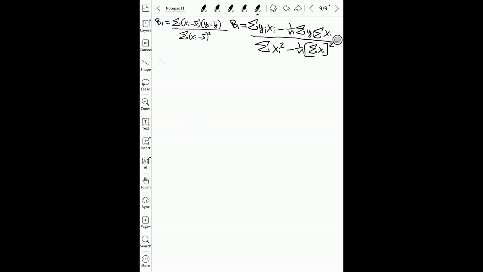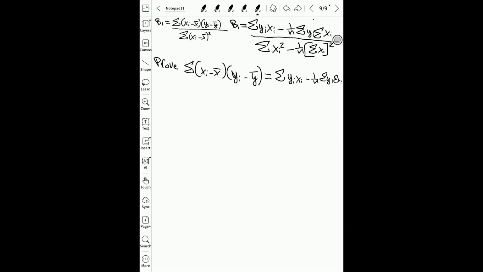So what I really want to start with is proving two things, I guess. I want to prove that the sum of xi minus x bar multiplied by yi minus y bar is equal to this junk that we have over here, right? The sum of yi xi minus 1 over n sum of yi sum of xi. If I can show that, and I can show that the denominators are equal, then I can say that these equations are equal. Okay, so I'm going to go ahead and do this.